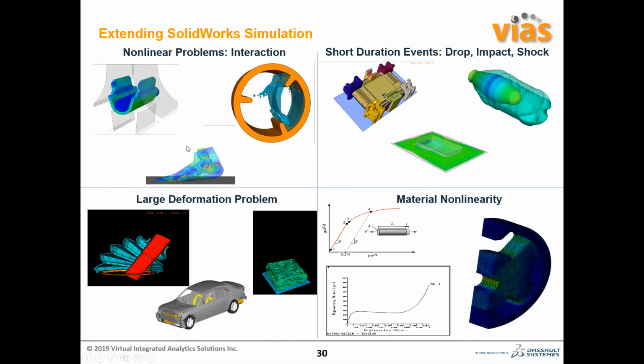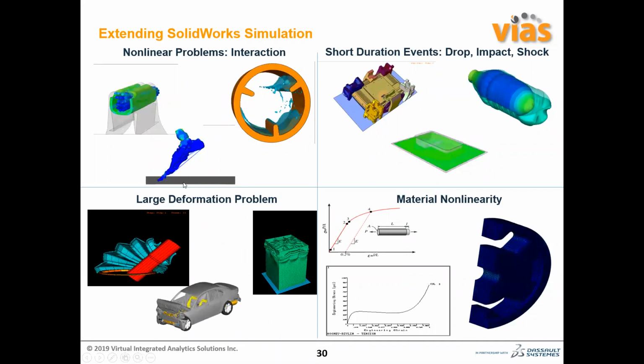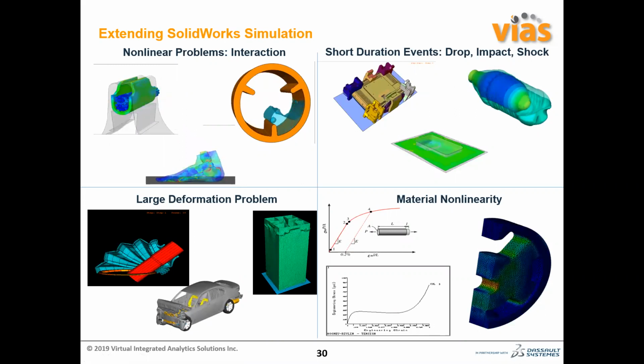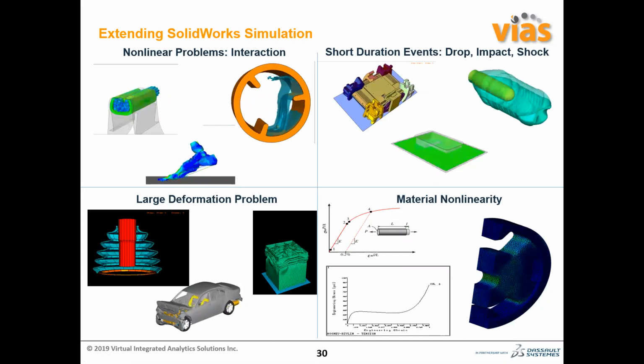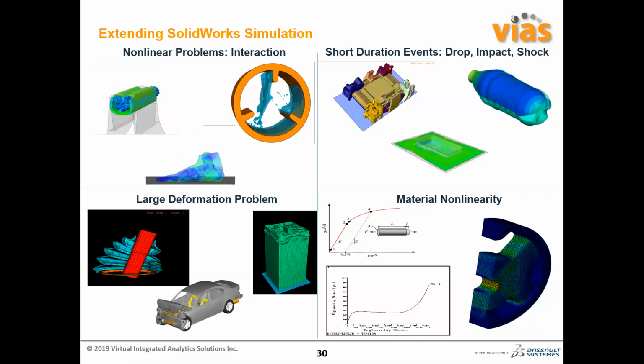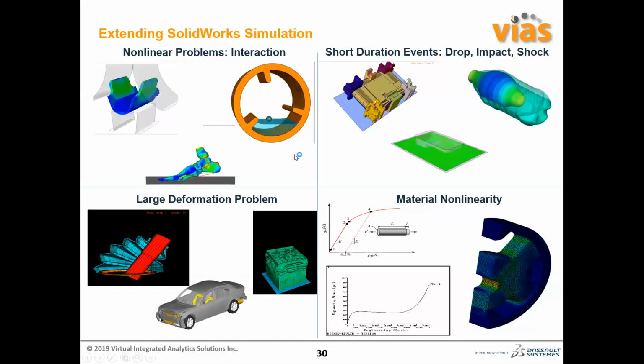In this scenario, when you are placing your foot on the ground, you have materials like human tissue and bone, and those are very complex materials. To capture their behavior accurately is very difficult, even with a huge number of elements. So Abaqus is really handy.